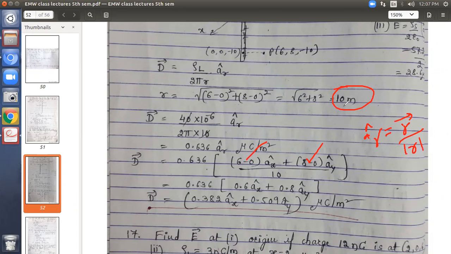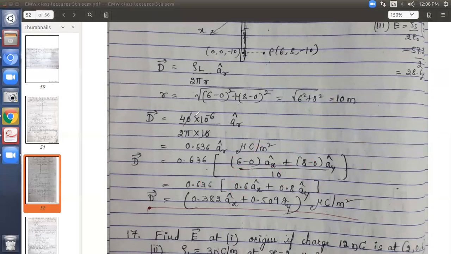The magnitude we have just calculated, that is 10. Further is simplification. This will become, what I have done, 6 by 10, I have taken 0.6, 8 by 10, I have taken 0.8. Okay, the calculation will become easy. Further, multiply these two and multiply these two. You will get the flux. I hope you understood this problem. Any doubts you can ask me.